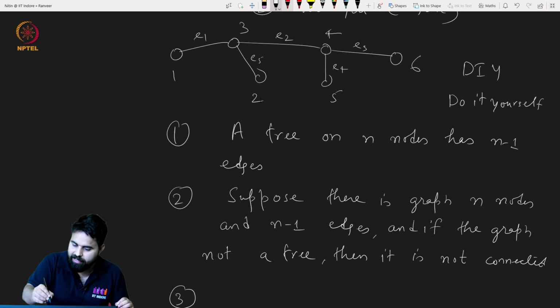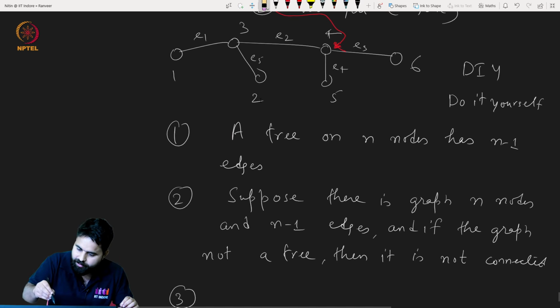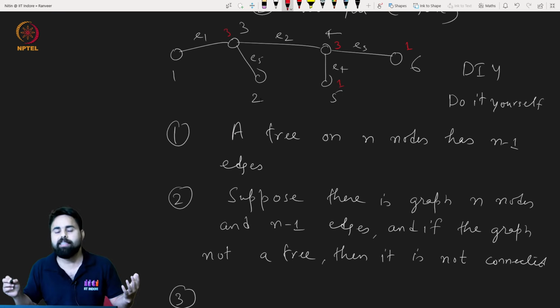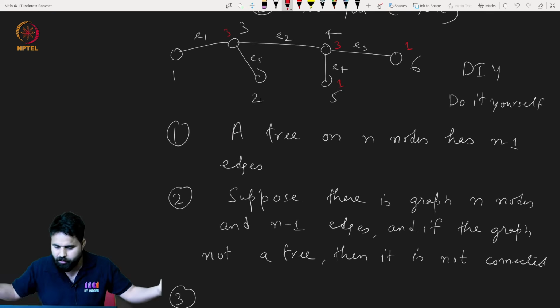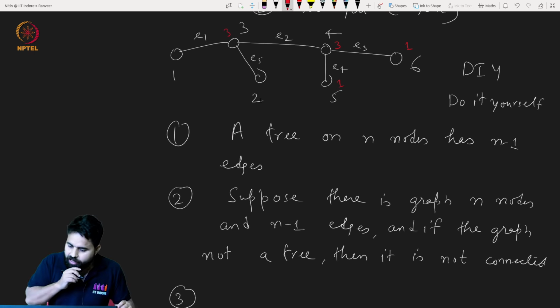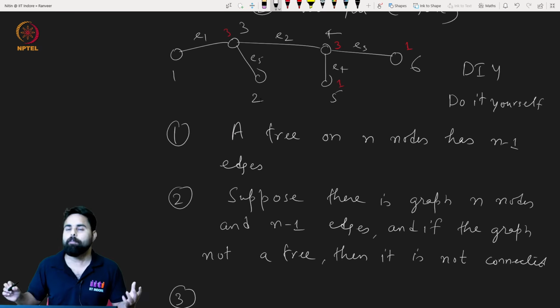So for example, degree of this, let me write this in red color. The degree here is 3, here it is 1, here it is again 1, and here it is 3. So the number of edges which are incident on a vertex. Is there a vertex of degree 2? Oh, there is no one. Okay, very good. So the vertex which has degree 1 we call a pendant vertex.